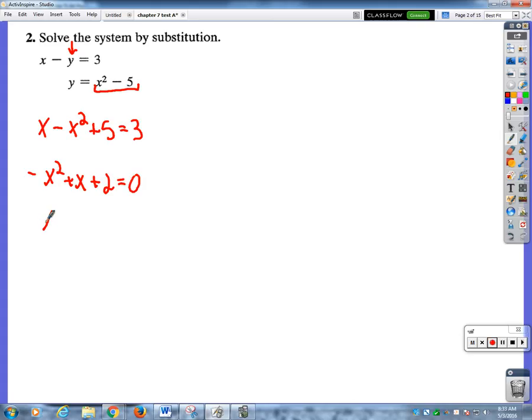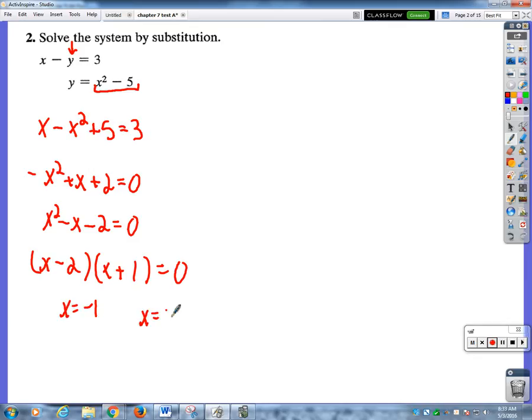Does this factor if you change all the signs? X squared, it doesn't? I think it might. X minus 2 and x plus 1, right? Yeah, so that means x could equal -1 or x could equal 2. And then don't forget you need to know the y values also, so you plug those back into there.